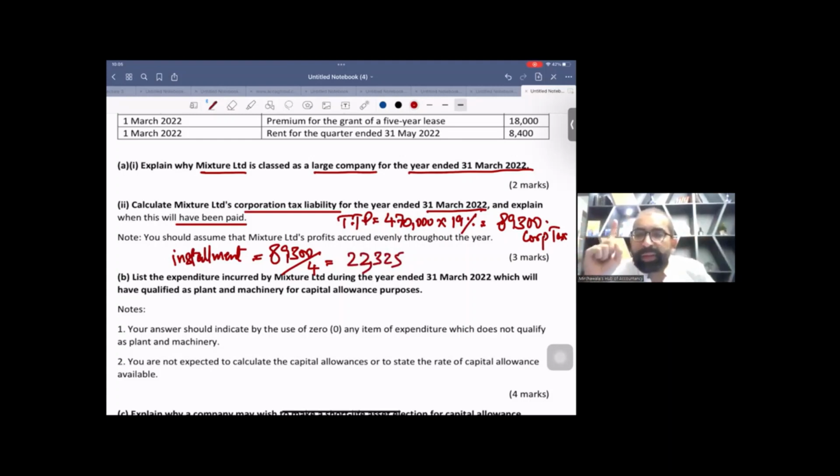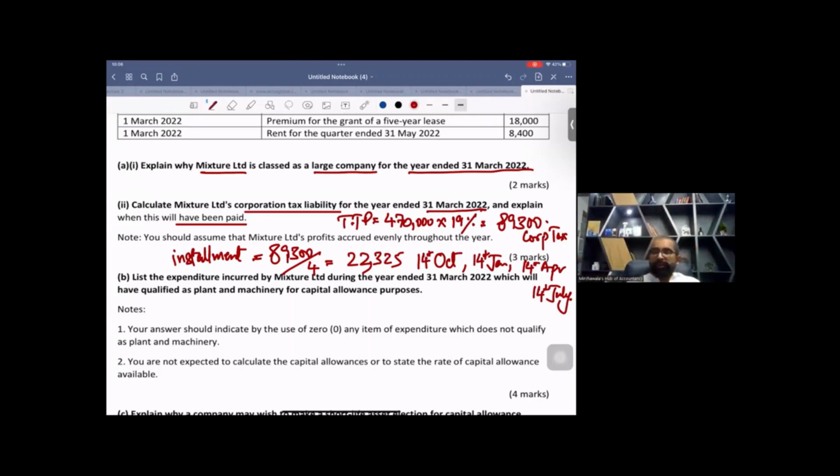And now when you have to pay, it's all cash marks. The beginning of the accounting period is 1st April, right? So just count the 7th month. 7th month is October. For the first installment, we have to pay on 14th October 2021. Then after 3 months, 14th January, then 14th April, and then 14th July. See, you have just earned 5 marks. What else do you want?